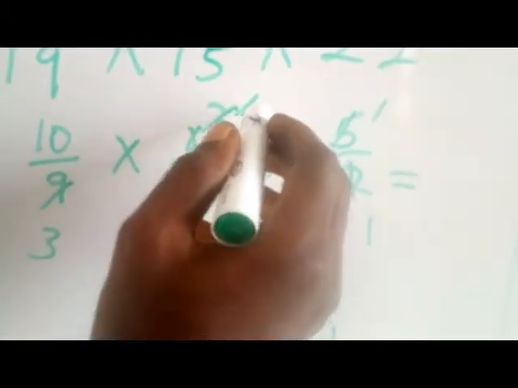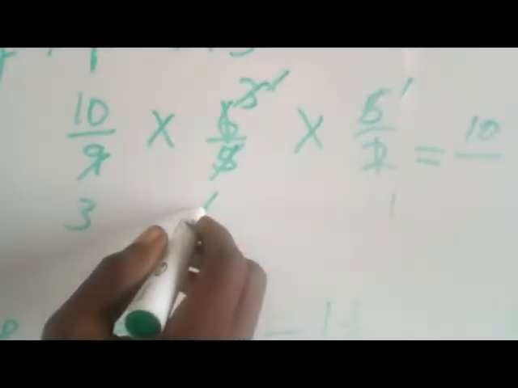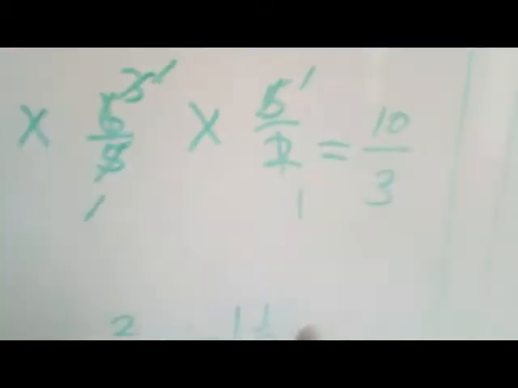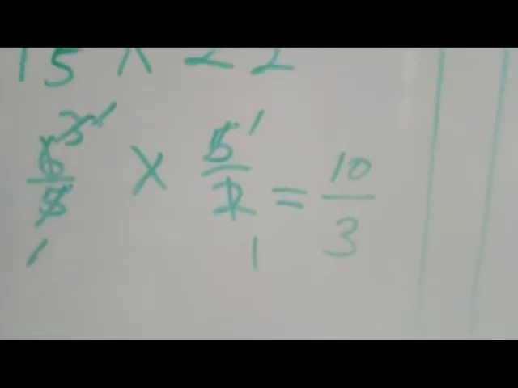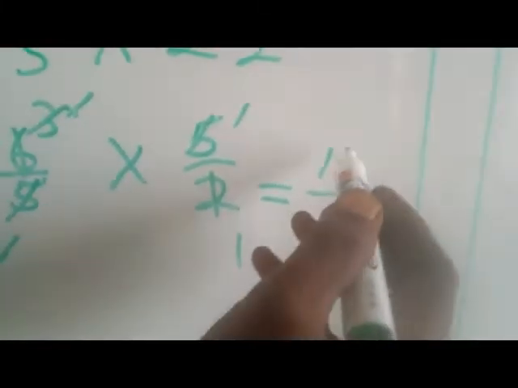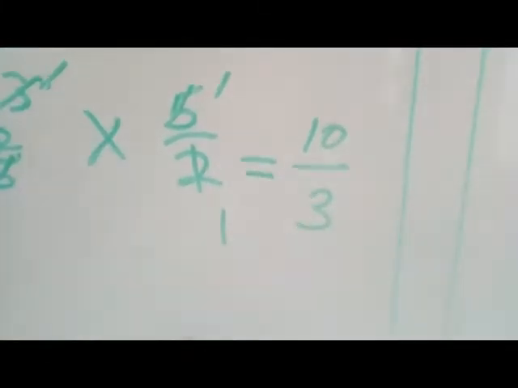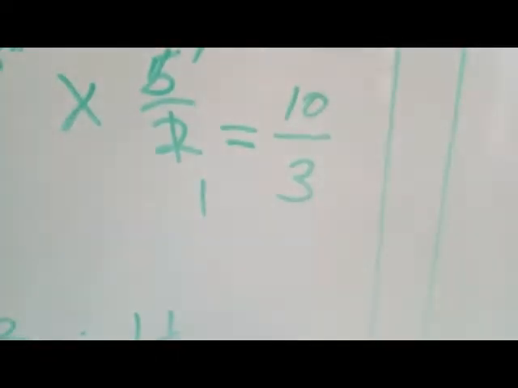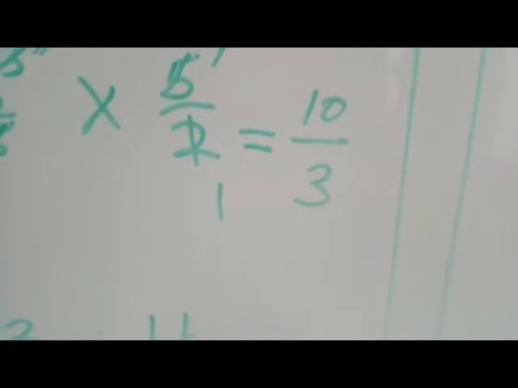10 times 1 times 1 is 10, all over 3 times 1 times 1, which is 3. In this case, you can't leave your answer this way because this is improper. The numerator is bigger than the denominator. So we further have to reduce it. We need to change it to a proper fraction.